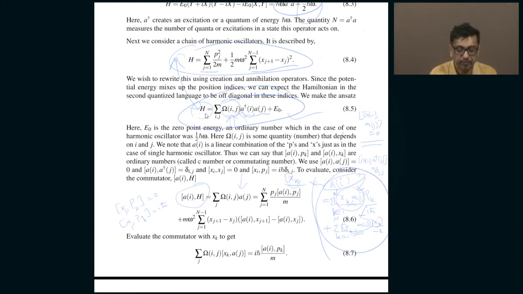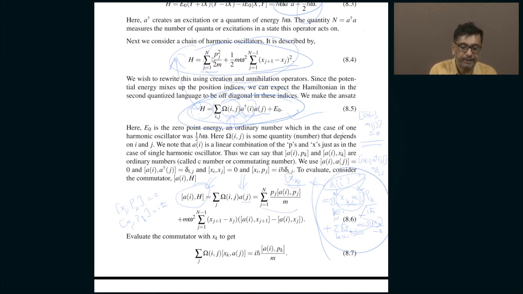So the commutator of A_I and H is now going to be omega I comma J times A_J, summed over all J. That is the left hand side. That should be equal to the right hand side, so instead of this H, if I use this H, what is that going to look like? It is going to look like this.